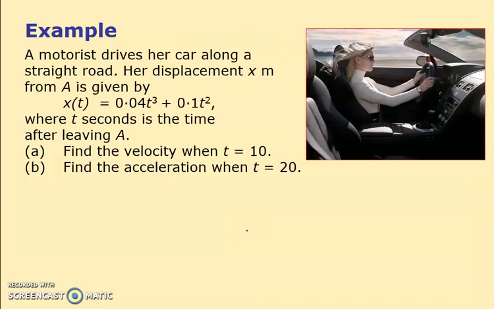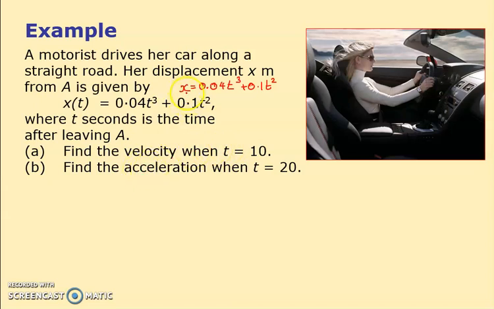An example of this question then. A motorist drives her car along a straight road. There she is driving her car. It looks like a very posh sports car. Displacement x meters from A is given by this equation. Now ignore this t. T just tells you it's the variable. So effectively it's just saying x equals 0.04 t cubed plus 0.1 t squared. That's what I take that to be. Where t seconds is the time after leaving A. Okay, find the velocity when t equals 10.